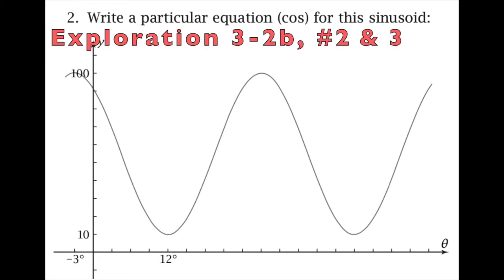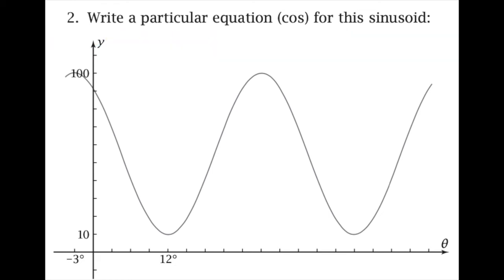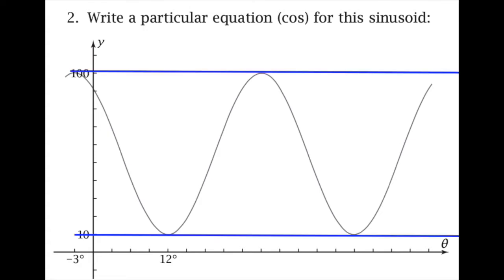Question number 2 on the Exploration 3-2b asks you to write a particular equation, specifically a cosine equation, for a sinusoid curve that they give you. So the first thing you're going to want to do is figure out what the measurements of this are. If you check to see where the top and the bottom of the curve are, the maximum and the minimum, run a line straight across.